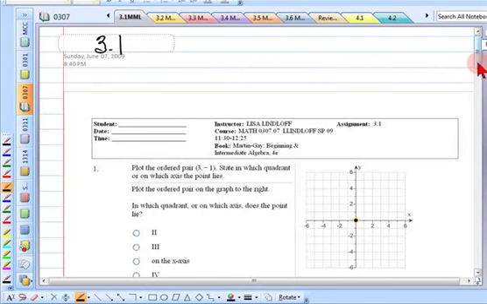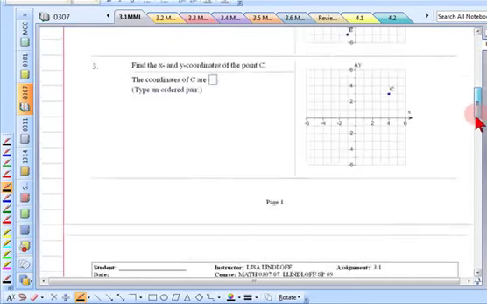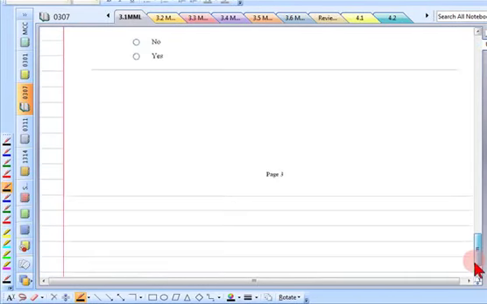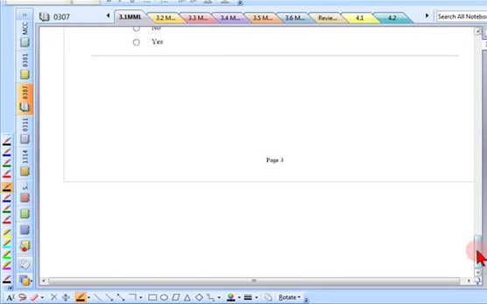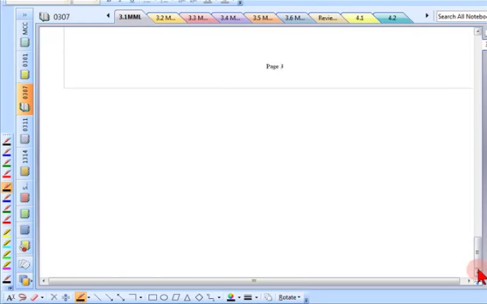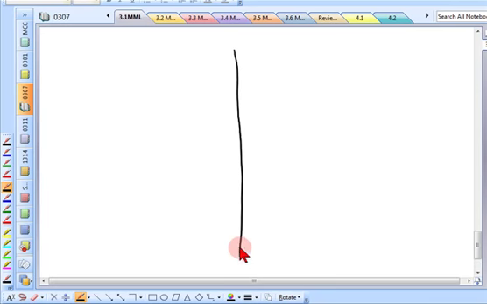All right, if you have notebook paper with you, you might just go to some notebook paper, and I'm going to draw a coordinate plane right here. Yours will probably look better than mine.